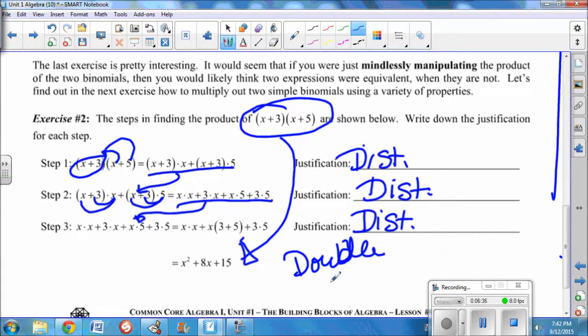Double distributing. Like I said, I'm working on a new stylus here. I'll have to show you guys in class what I use. It's kind of cool. Okay? Alright, go ahead, flip the page.